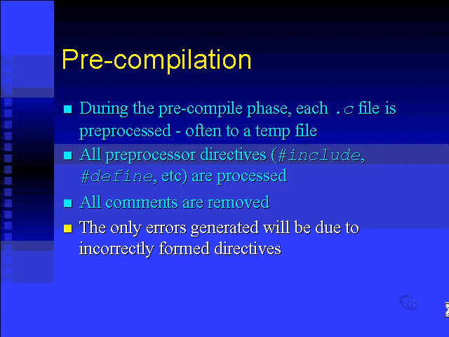incorrectly formed directives. For example, macros. You might have a macro that requires 2 parameters and you may only give it 1 parameter somewhere in the code. You're going to get an error message because of that. You will not get many errors out of the pre-compilation phase. There's very few things that can go wrong.